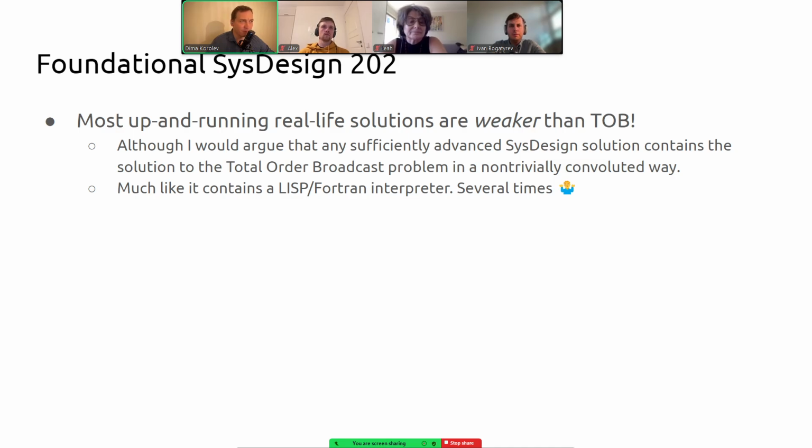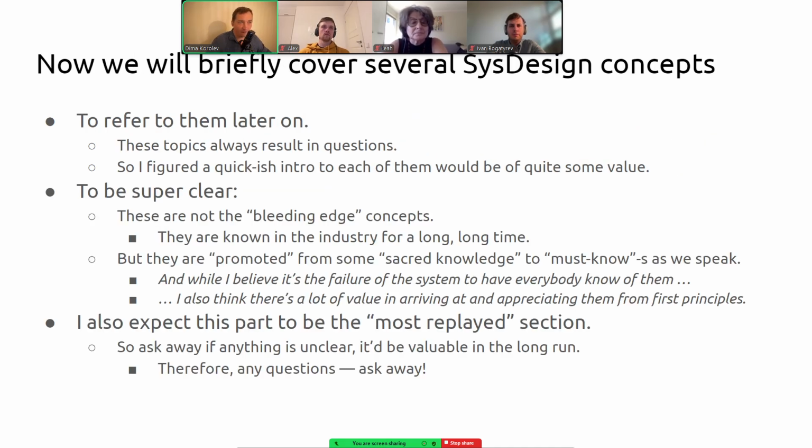I think it's true. So now, for the next part of the talk, probably the most interesting one, I'll cover several concepts of SysDesign, if only to refer to them later on as more isolated topics. These topics always result in tons of questions, so that's probably a good time to interrupt me, anytime.